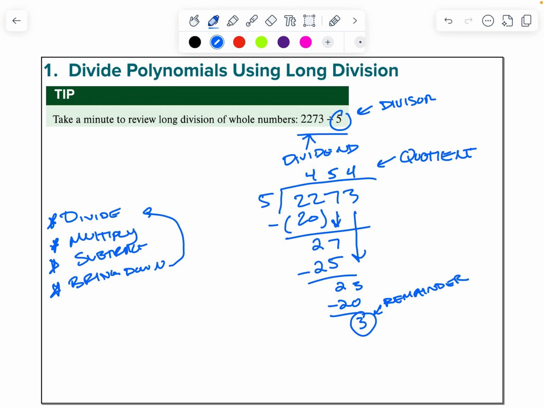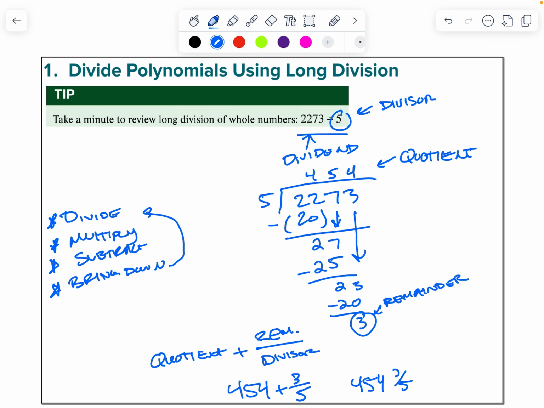And the way you write your solution is as quotient plus remainder over divisor. And so our answer is 454 plus 3 over 5, or 454 and 3/5. We need to remember this. This is what we need to remember. The long division process and the way that the solution looks like. So the solution is always going to be quotient plus remainder over divisor. All right, you remember this from middle school.